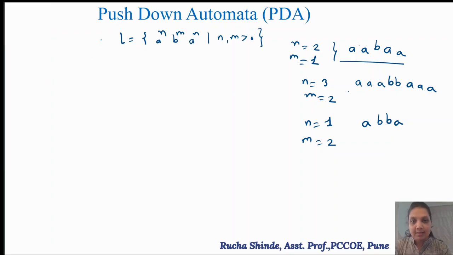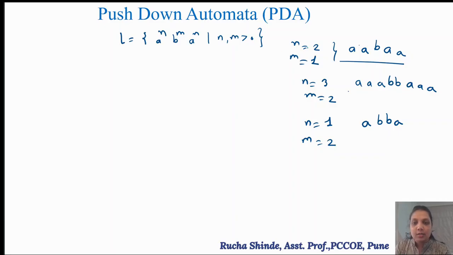Now let's see an example for push-down automata where the language is given as a raised to n, b raised to m, and a raised to n. Now the condition is given like n and m should be greater than 0. Now let's see what will be the possible strings generated with this particular language.